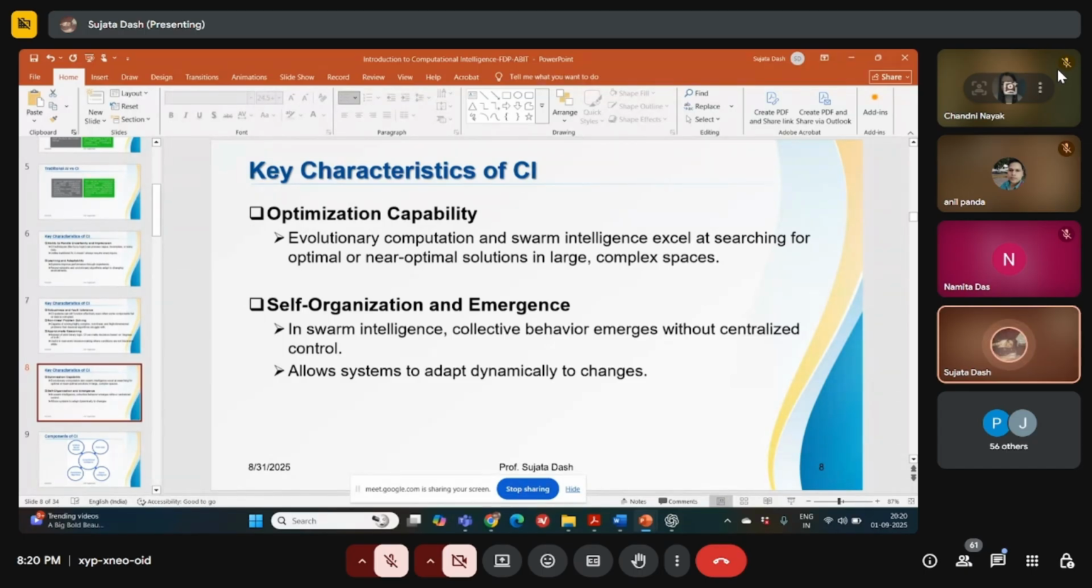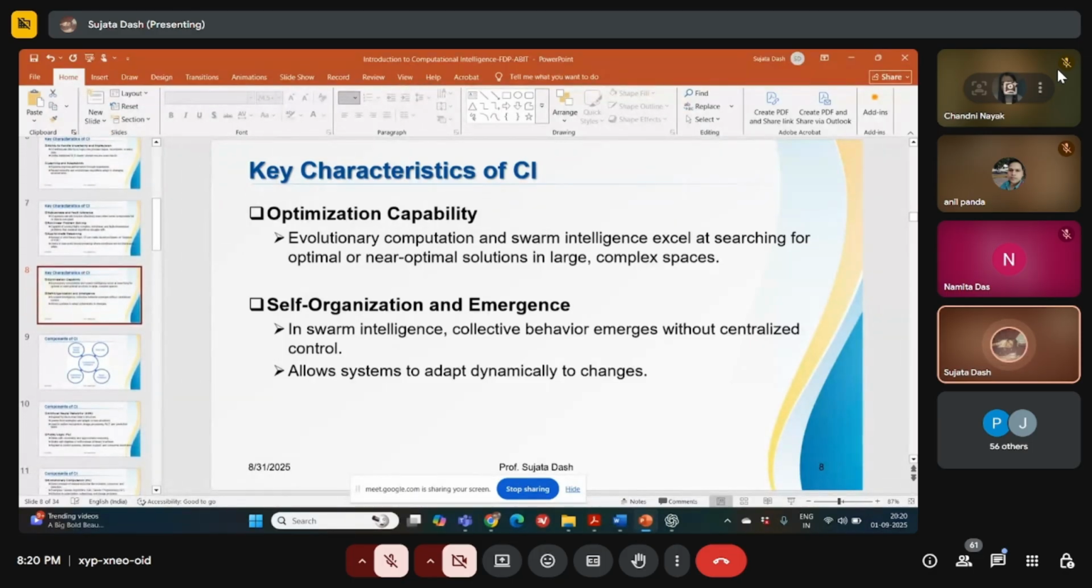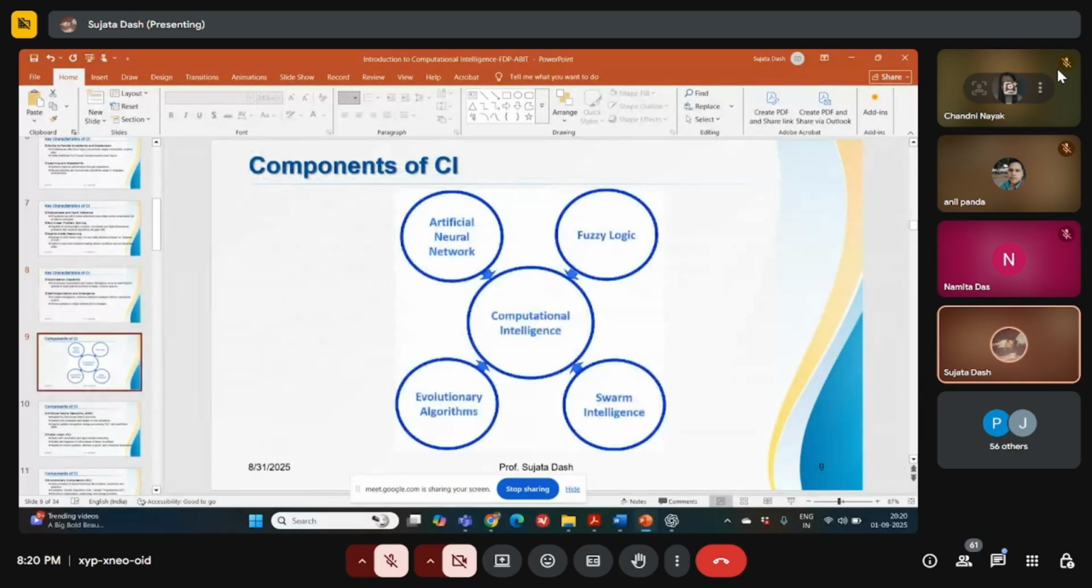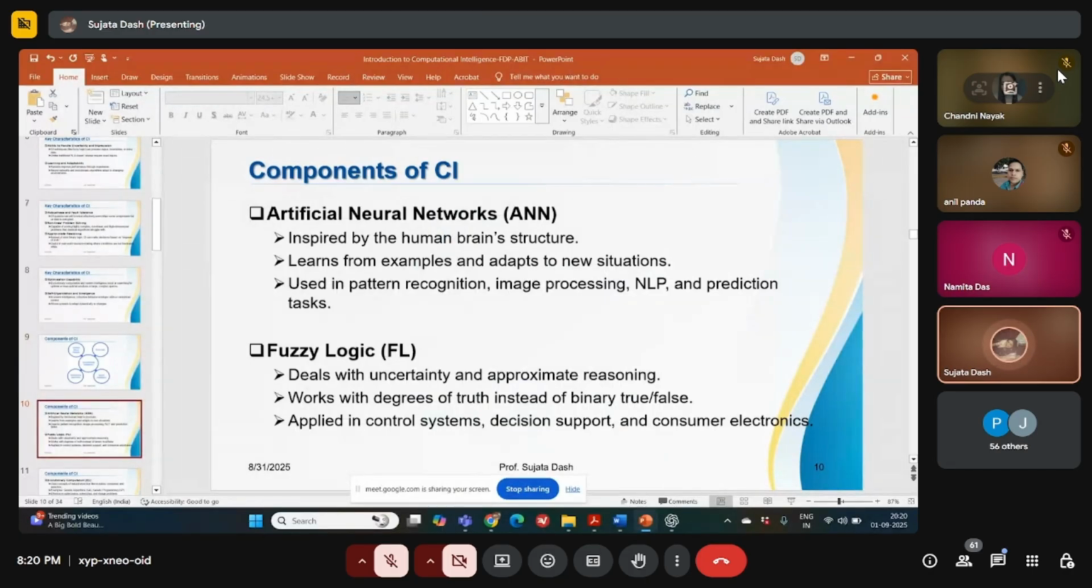Then, what are the components of computational intelligence? So, you can find ANN is one of the components, fuzzy logic is another component, swarm intelligence, and evolutionary algorithms. So, these are the different components of computational intelligence. Now, coming to each of them, let me start with ANN.